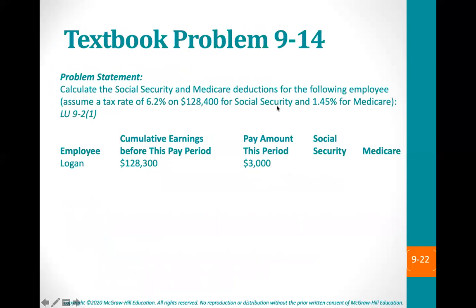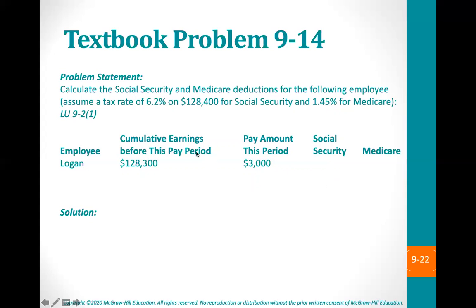Here's another example. Calculate Social Security and Medicare deductions for the following employee, assuming a tax rate of 6.2% with a base of $128,400 for Social Security and then tax of 1.45% for Medicare. Logan had earned $128,300 before pay this period. He got paid $3,000 this period. So what is his Social Security and what is his Medicare amounts?